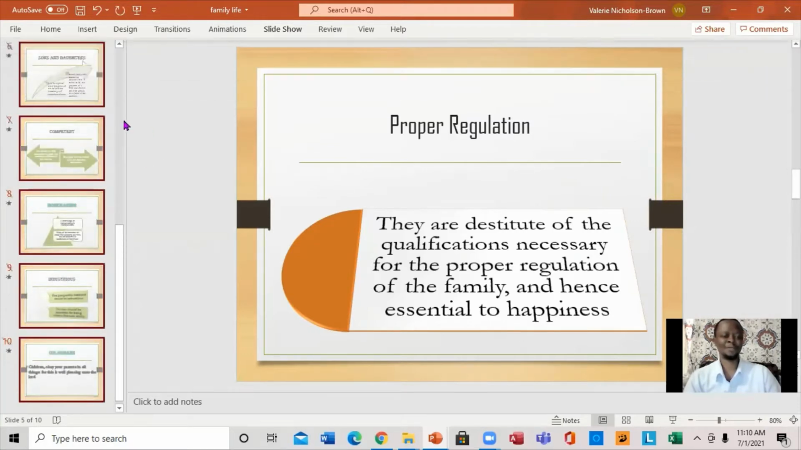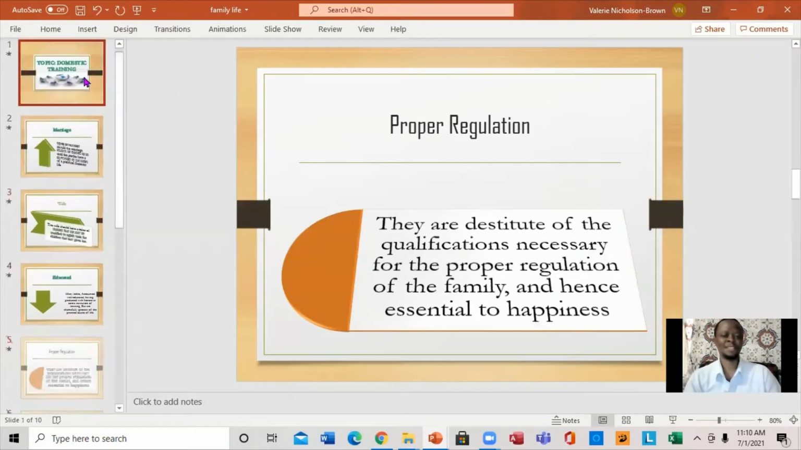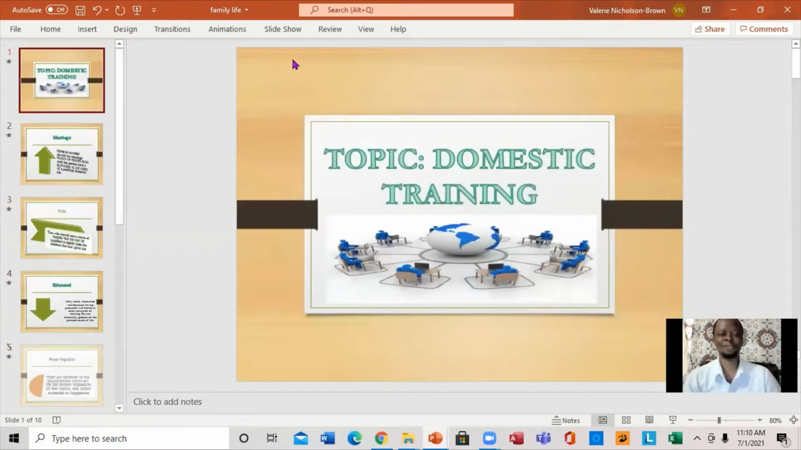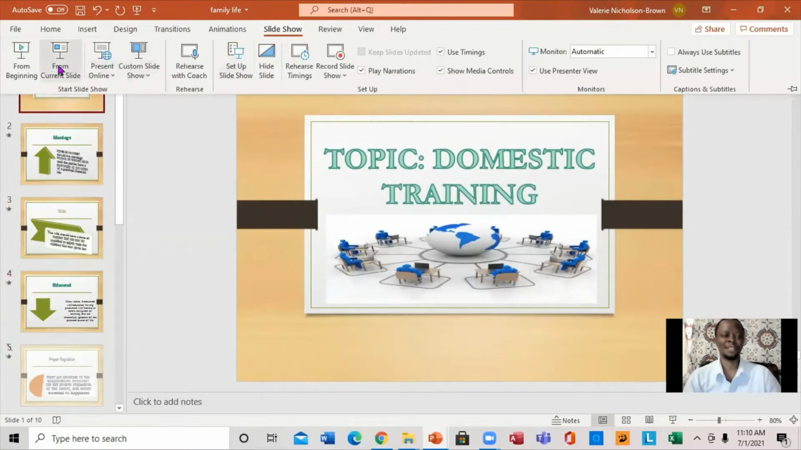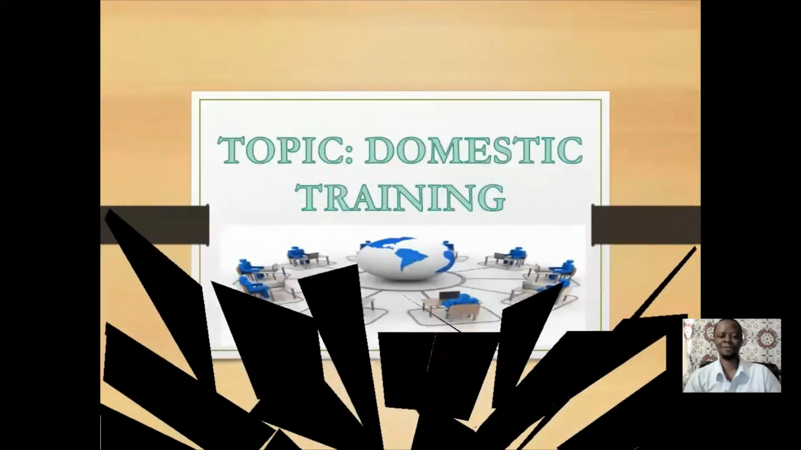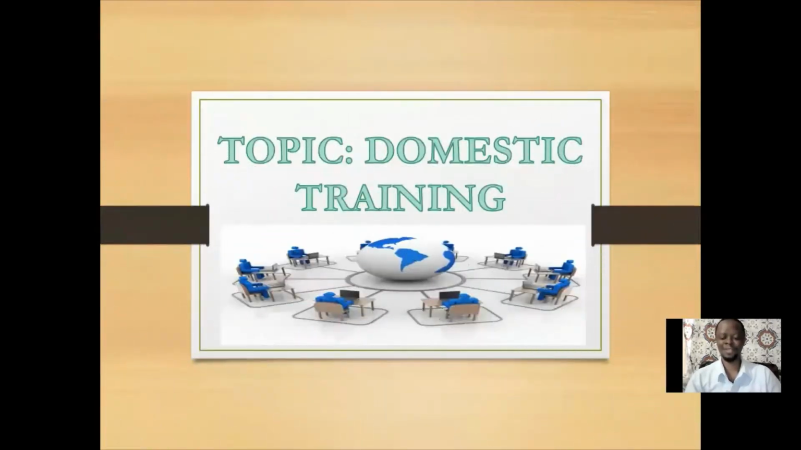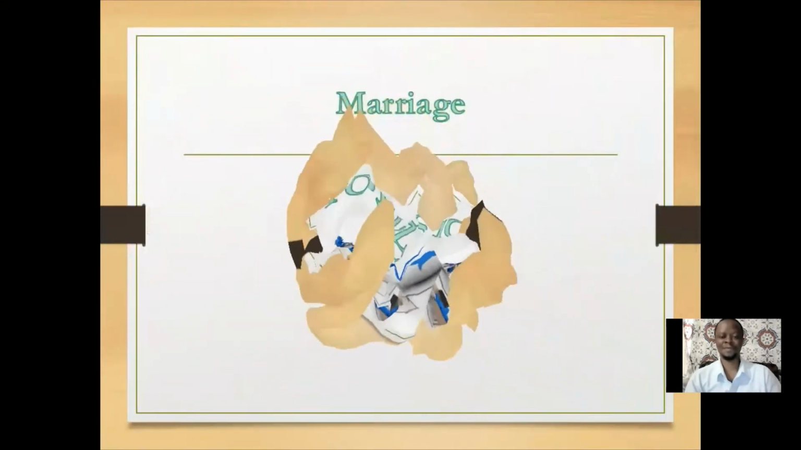Alright, so let's go back over the top now. You click on the first one. Now we're going to run a slideshow by coming right here and clicking either Current or From Beginning, or we can press F5 on the keyboard. So I'm on the first slide.